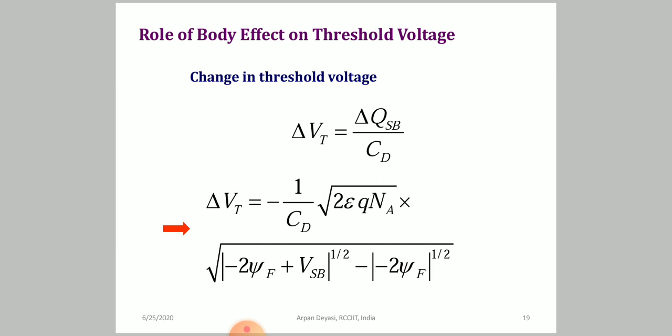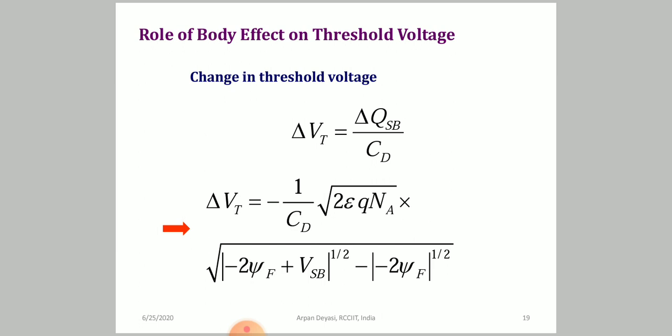And you can consider this 1 by CD root over 2 epsilon QNA. This total term is called the body effect coefficient. Later I will discuss it in more detail in my lecture 5, once I go for VT and the IV characteristics, but let me just briefly remind you. The 1 by CD root over 2 epsilon QNA is called the body effect coefficient, and it is known as gamma. And gamma has a unique unit. Its unit is root over volt.